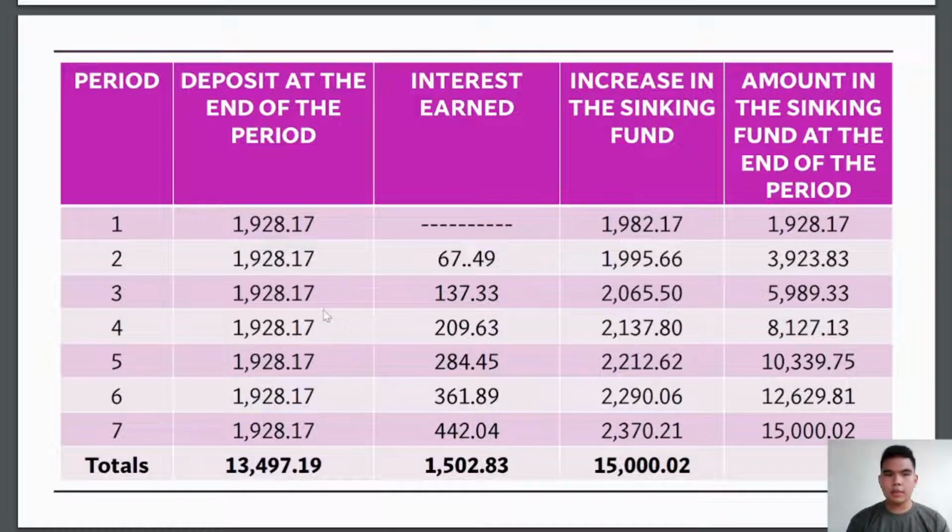So, by the end of the first period, the sinking fund is 1,928. By the end of the second period, it is 3,923. And lastly, at the end of the 7 periods, it is 15,000.02 pesos. So, I hope that you have learned something from us.